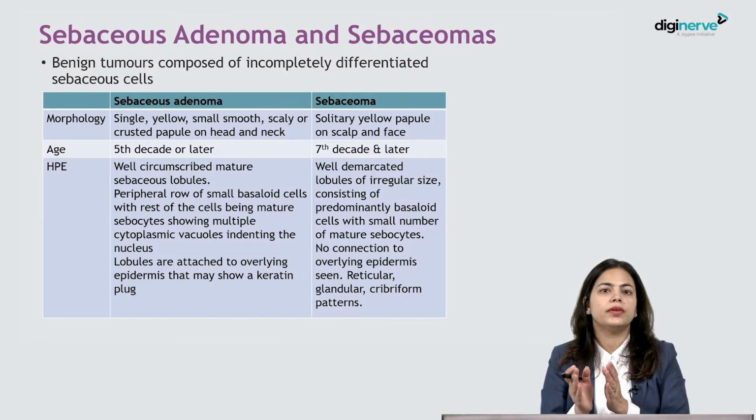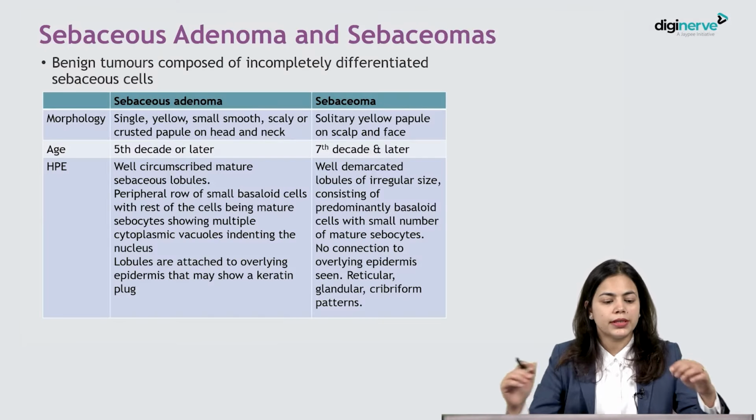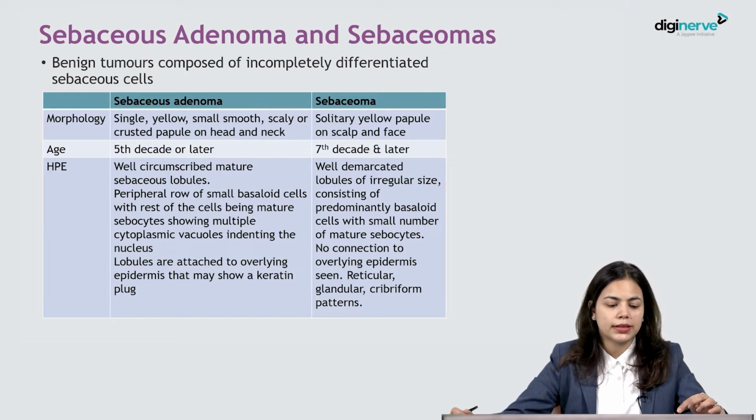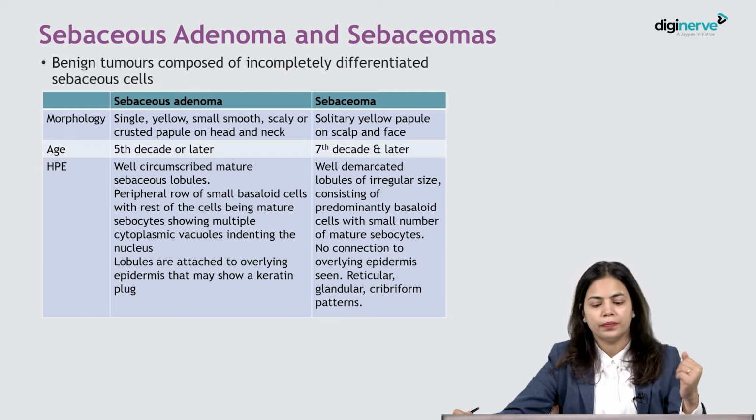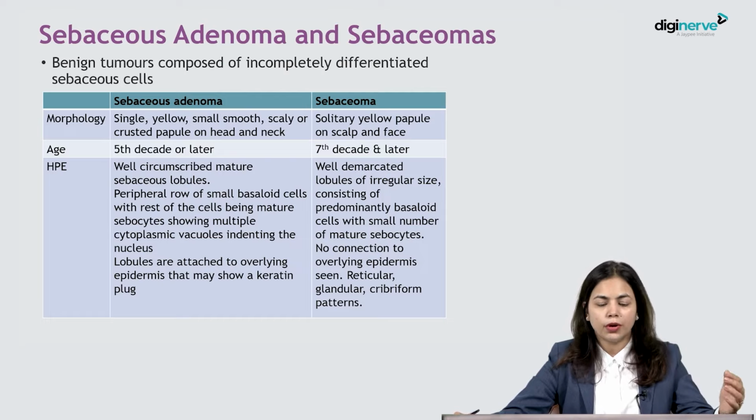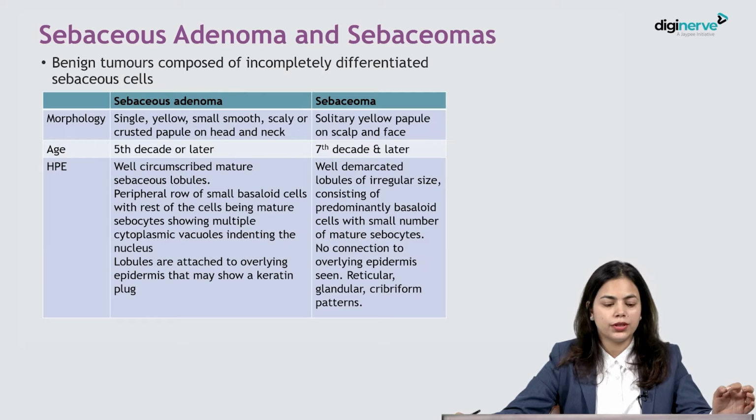Side by side so that we understand them better. Now, sebaceous adenomas morphologically present as a single yellow, smooth or sometimes scaly or crusted papule, generally over the head and neck area. Sebaceomas are generally present over the face and scalp. The morphology is similar to that of sebaceous adenoma. They are in the form of a solitary yellow papule. Sebaceous adenomas generally appear in the 5th decade or later, while sebaceomas appear even later, in the 7th decade and after.